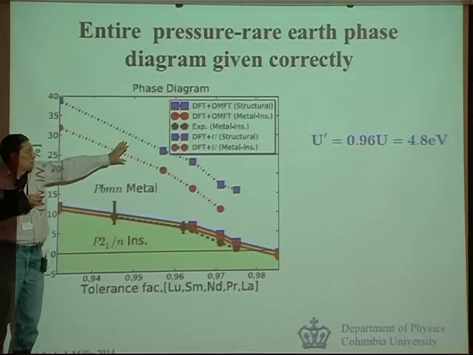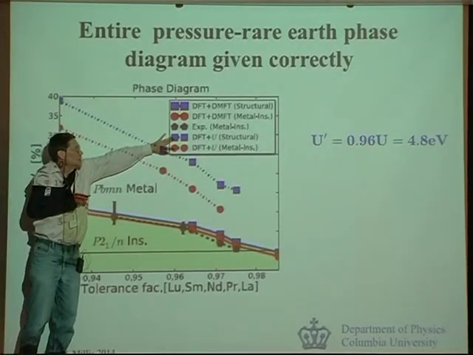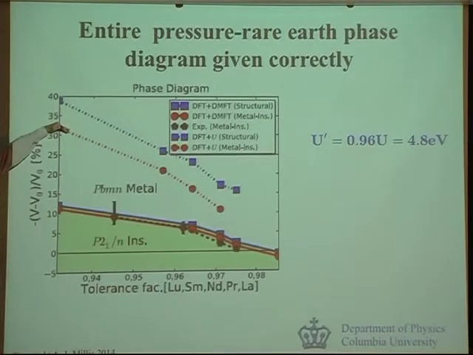You can also see, this is a side point, again, not unsurprisingly, that if you do DFT+U, which is a Hartree approximation, it grossly overestimates the tendency to order.